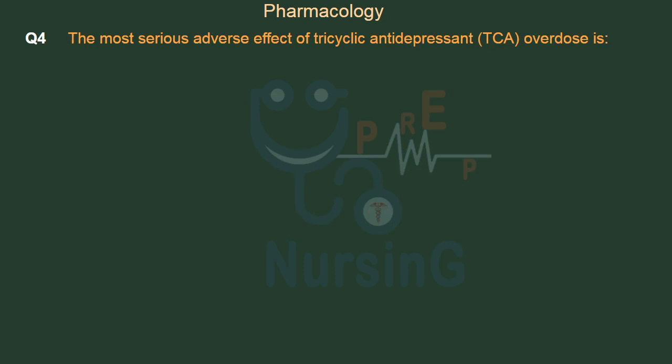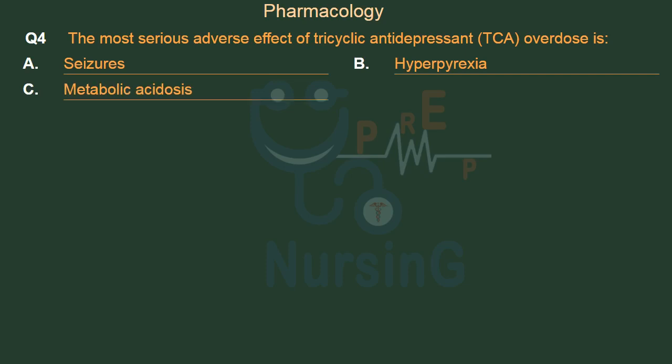The most serious adverse effect of tricyclic antidepressant, TCA, overdose is: Option A. Seizures. Option B. Hyperpyrexia. Option C. Metabolic acidosis. Option D. Cardiac arrhythmias. Right answer is Option D.